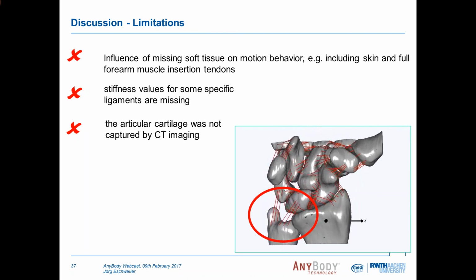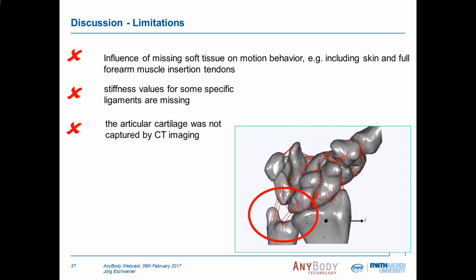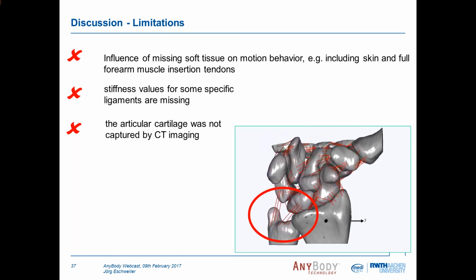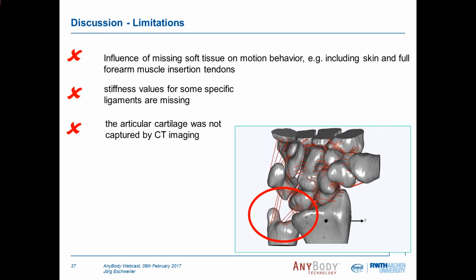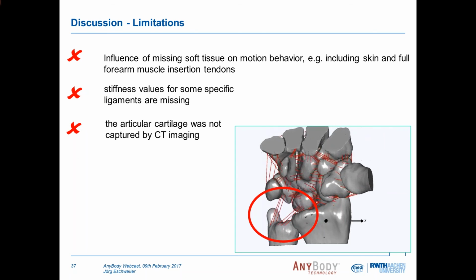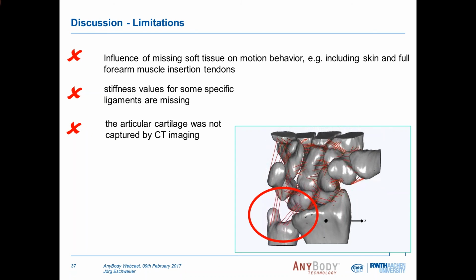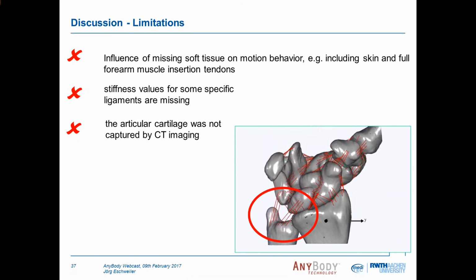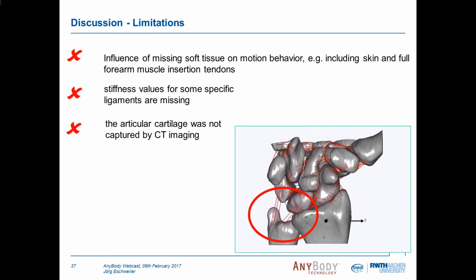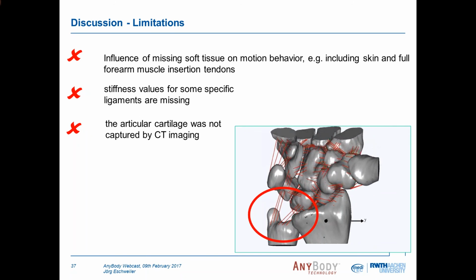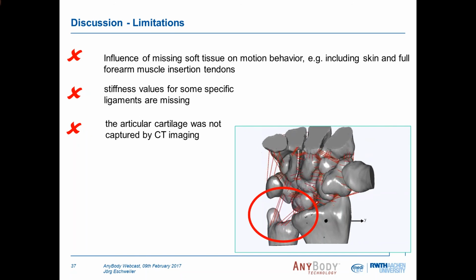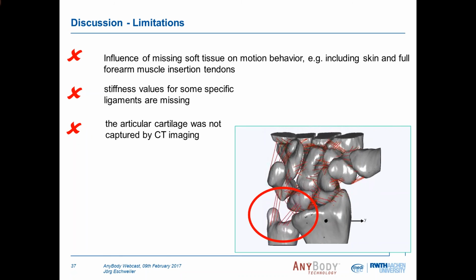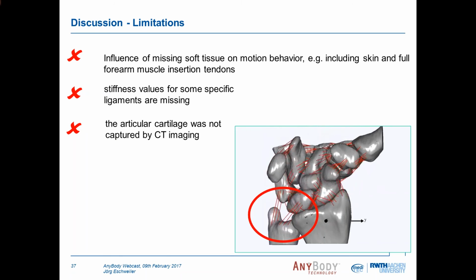Another disadvantage was the fact that the articular cartilage was not captured by CT imaging. A reasonable first assumption was considered to scale the wrist bone linearly to imitate the cartilage layers. The cartilage thickness itself is small in the wrist, such that the distance between the articulating bone surfaces was small.